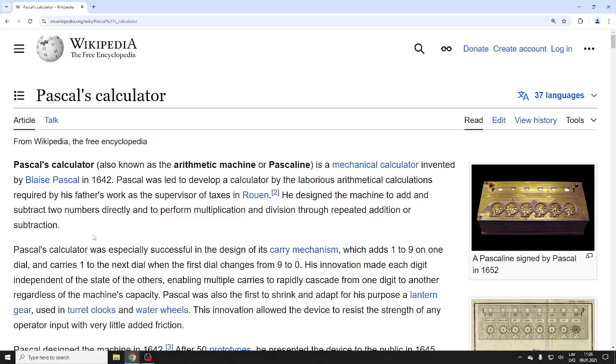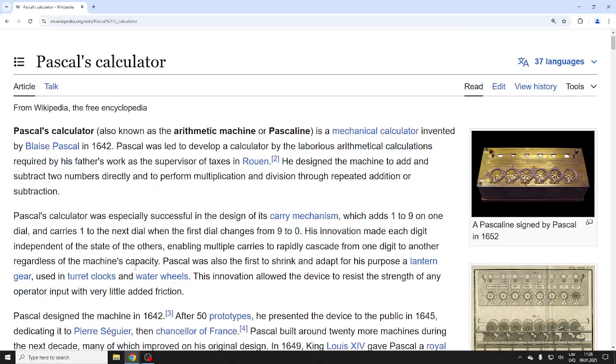You could do addition and subtraction with this machine directly, and of course multiplication and division by simulating them. There's a relation between the abacus and this, of course, because you have the carry mechanism. You have to carry digits. So this is a mechanical process: you enter some numbers and you spin the wheel. Pretty cool. His innovation made each digit independent of the state of the others, so you can simply cascade.